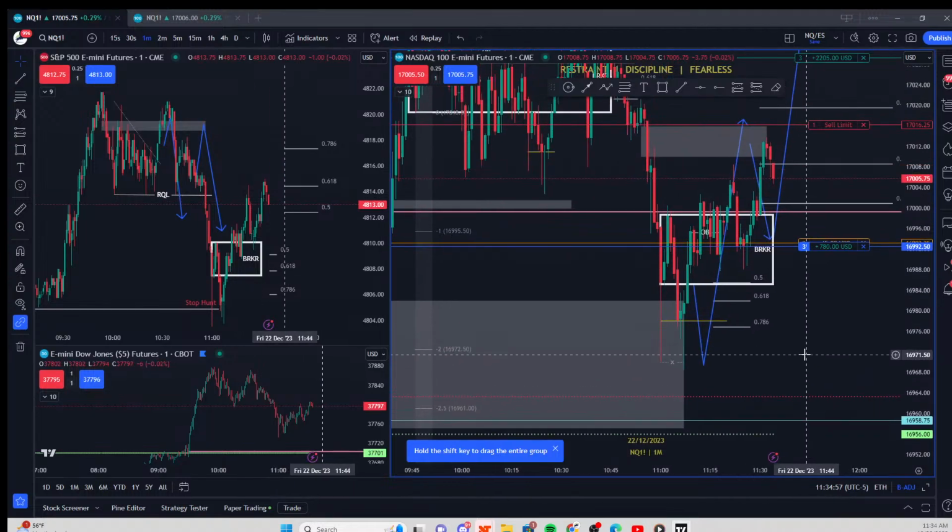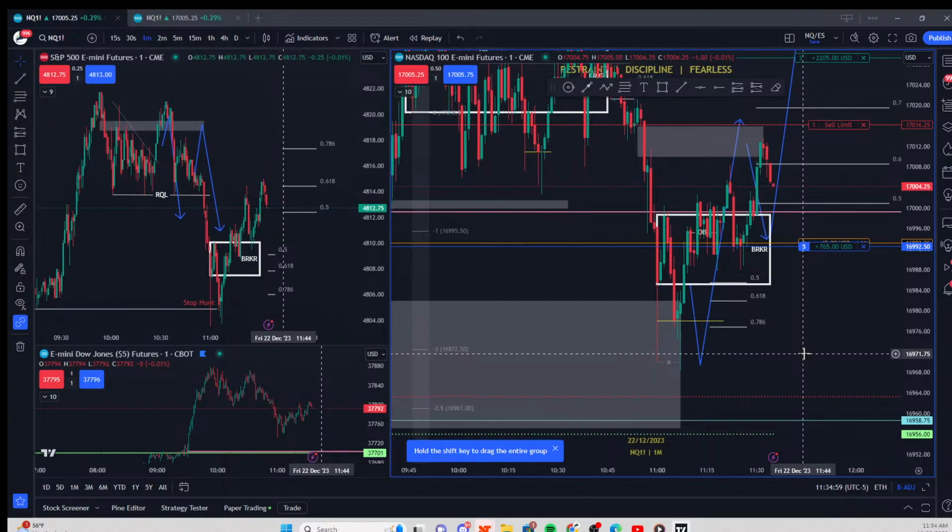Top Step has no time limit. There's no limit for funded, but evals have a monthly renewal.